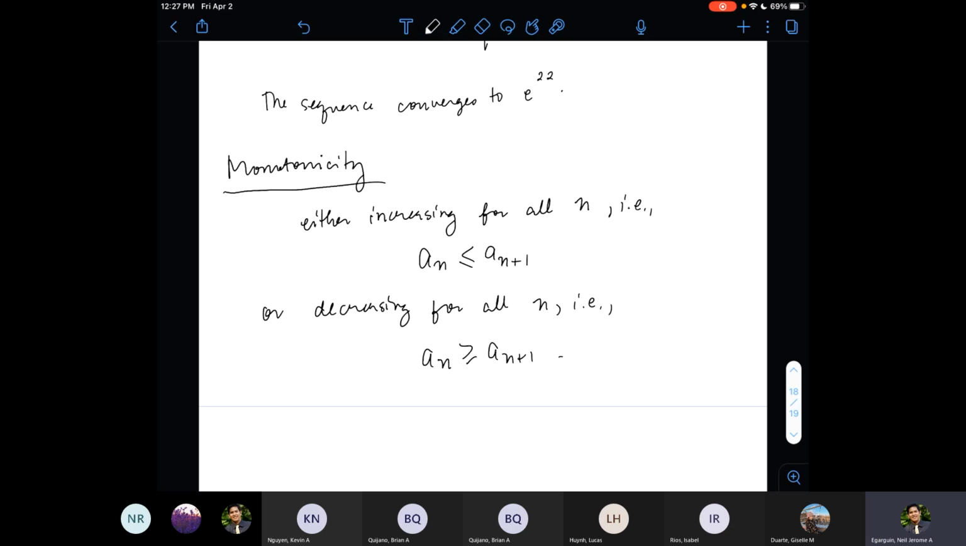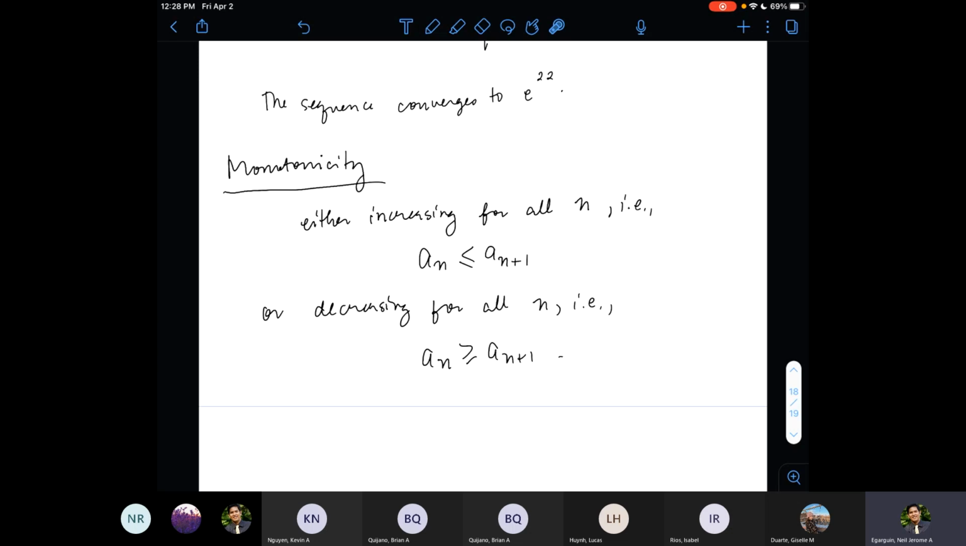Because the thing is, being increasing asks a lot. This inequality must be true for any value of n, however big or however small n is. So it's more challenging to prove that a sequence is increasing or decreasing than showing that it is not.